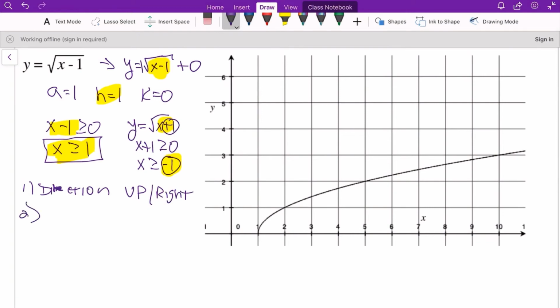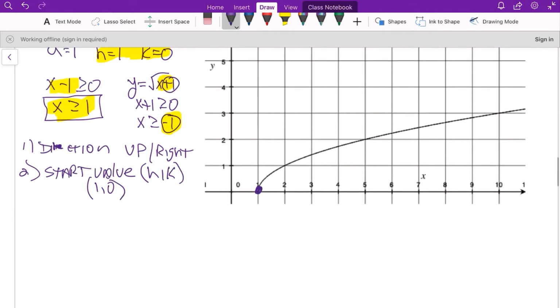And then we're looking for the start value. The start value is always going to be h and k. So h is 1 and k is 0. So my start value was 1, 0, as you can see right here on the graph. And then we just figure out the pattern. We figure out our steps. Well, the graph is going to go up and right. And then we know the general pattern of the graph. So these are going to be 1s, and this is going to be 1, 3, and 5.